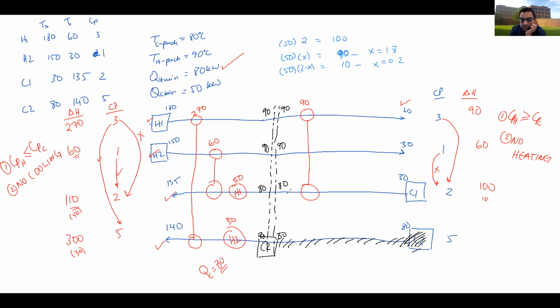So if I split the stream into two streams, the first one has a CP of 1.8, and the second one a CP of 0.2, then this transfer becomes possible, right? Now I can transfer the rest of the energy from H2 to C1. I transferred 90 from this stream, so this first split is satisfied. And let's draw the split this way. It's always better to draw it this way.